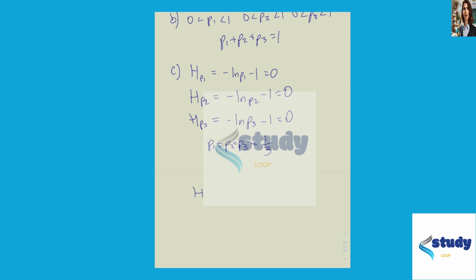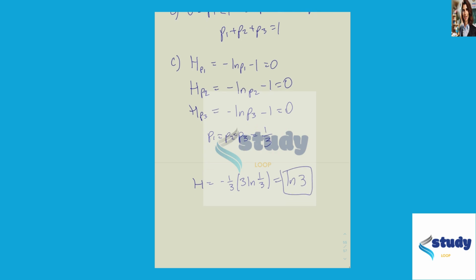So H is going to equal negative 1/3 times 3 times the natural log of 1/3, which is going to give us the natural log of 3 as our final answer. And the maximum of H is going to equal the natural log of 3.